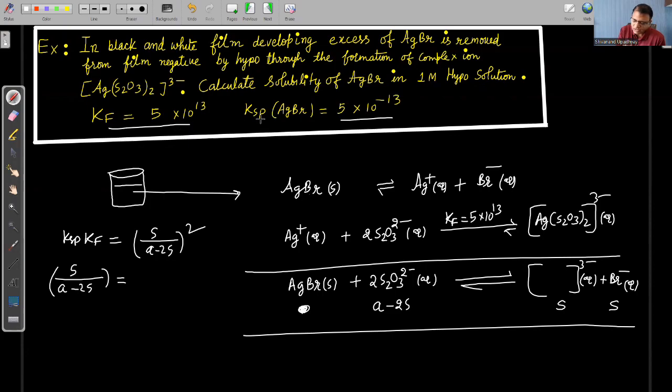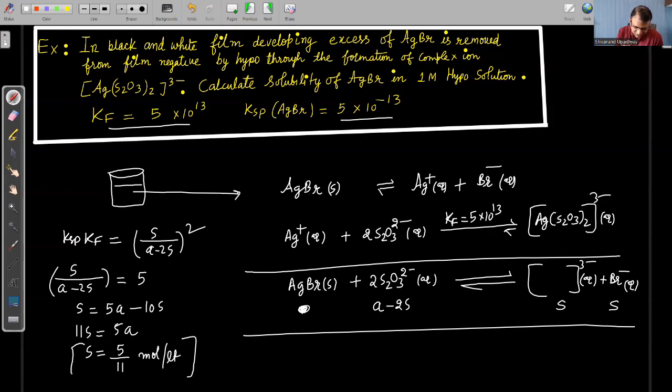10 to the power plus 13 and minus 13 will cancel out. So under root of that will be 5. Cross multiply it, I can write that S is equal to 5 times A minus 10 times S. So 11 times S is equal to 5 times A. The value of A is given, right? It should be given 1 molar hypo solution. So A is 1. So from there we can write that solubility is equal to 5 by 11 mole per liter. So this is the solubility.